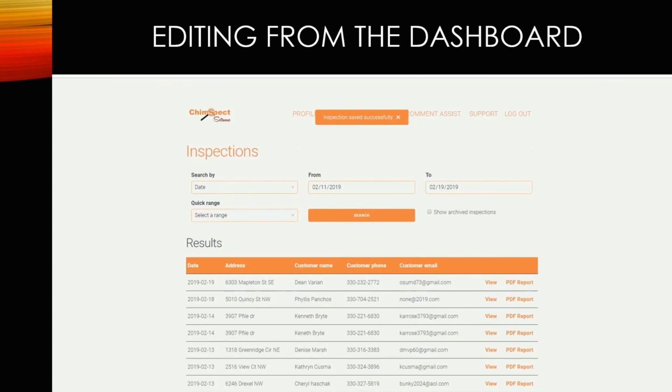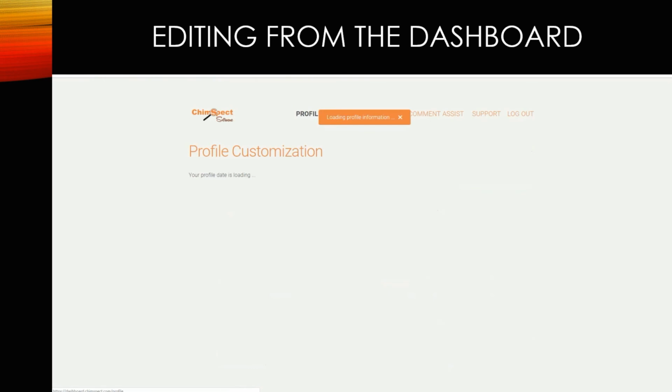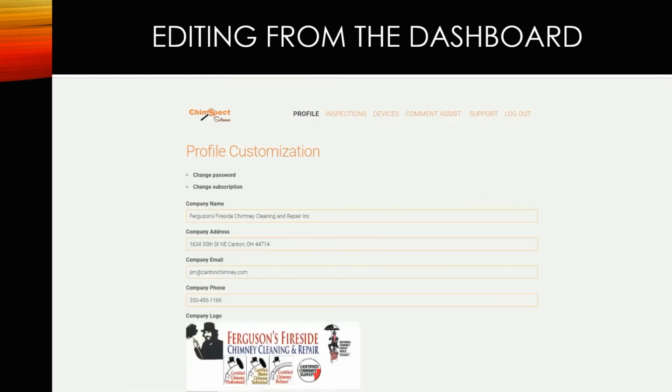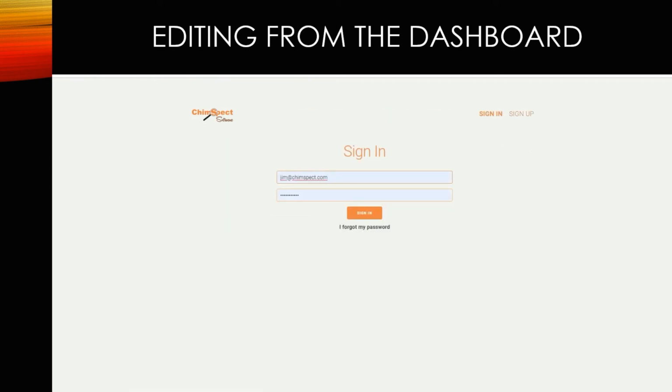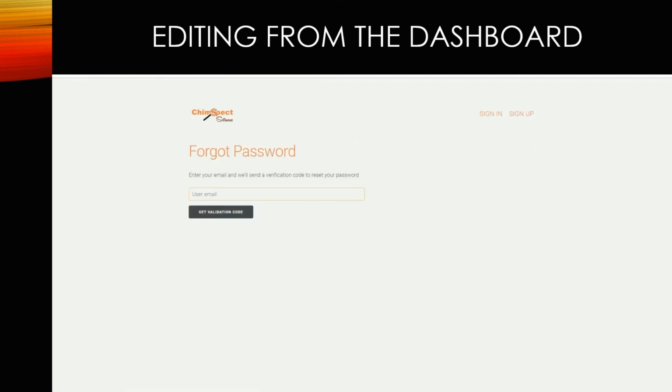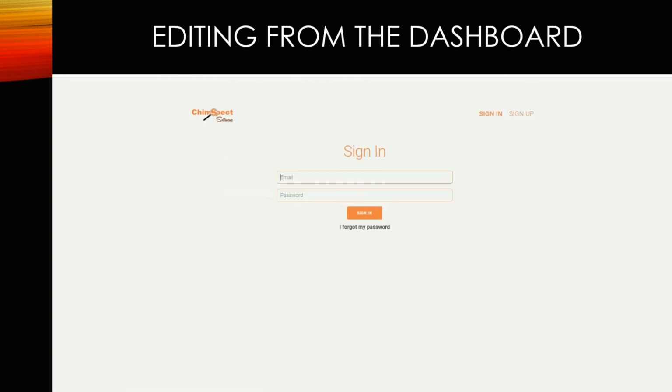Since we're on the dashboard, I'm going to show you a couple of other things that you can do from your dashboard. Click on the Profile tab. If you need to change your password, you can change your password. You would have to know your old password, put in your new password and confirm it, and then you can change your password. If you just forgot what your password is, you can go to the sign-in page and click on I forgot my password. And it will take you through the steps that you need to be able to figure out what your password was.